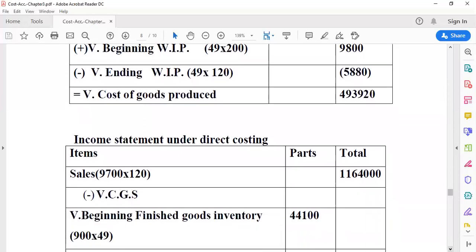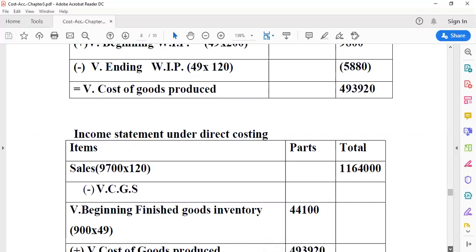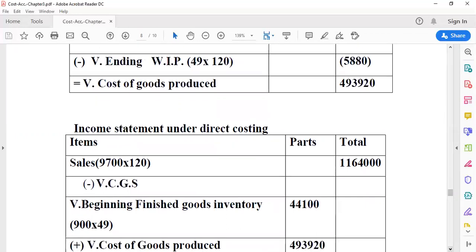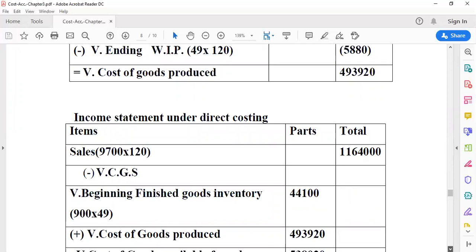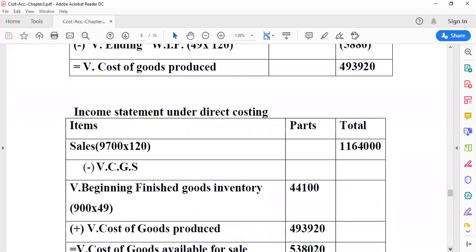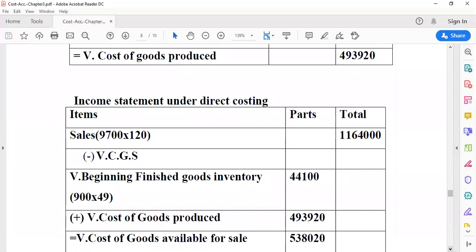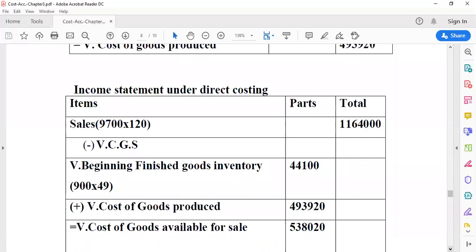Okay, now what are we going to do with this amount? What is the need for this amount? I need the amount of the variable cost of goods produced to be added to the beginning variable finished goods and subtracted from the ending variable finished goods to get the cost of goods sold, or the variable cost of goods sold actually. Okay, why are we going to calculate the variable cost of goods sold? Because we need to get our net profit from using this theory.